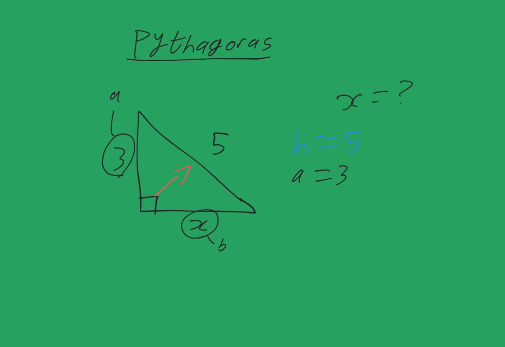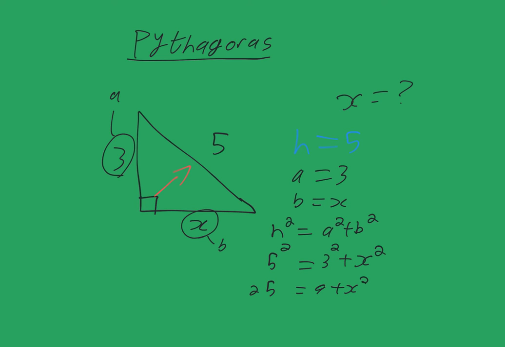And we'll let this one be b. So b is going to be x. Now, we still have our formula, h squared is equal to a squared plus b squared. And if we substitute our values in here, we get that 5 squared is equal to 3 squared plus x squared. So we get that 25 is equal to 9 plus x squared.